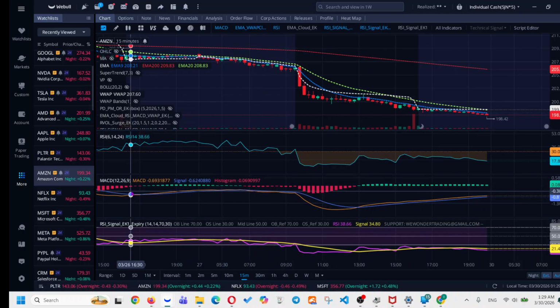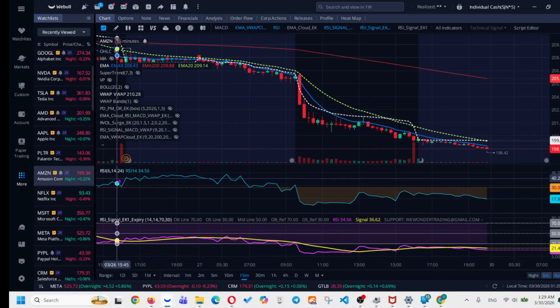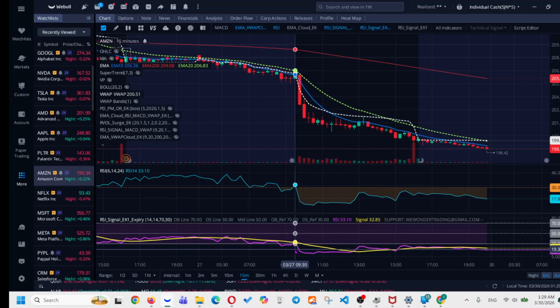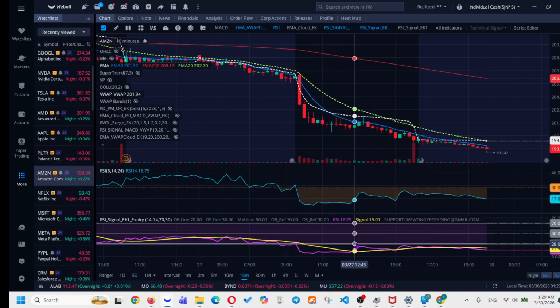Let me close MACD for comparison. The default RSI indicator is here. The custom RSI indicator is over here. I have the purple line that's exactly like what is in the default one. It's the RSI line, but I also have the signal line over here. So this is a really good indicator.